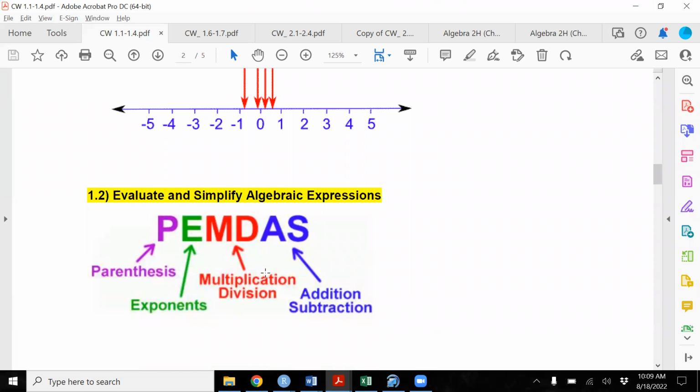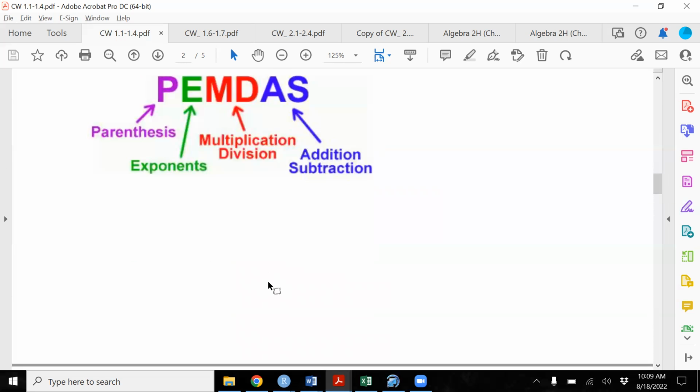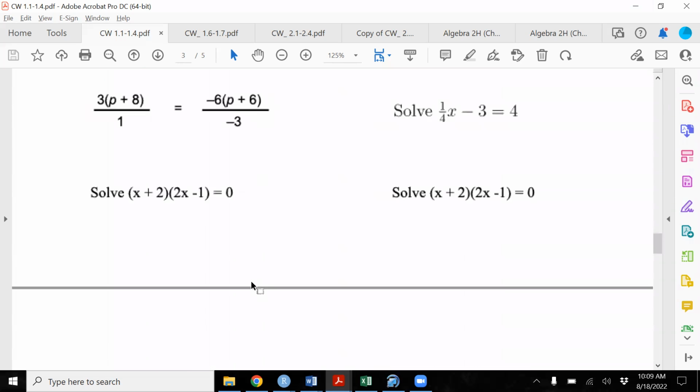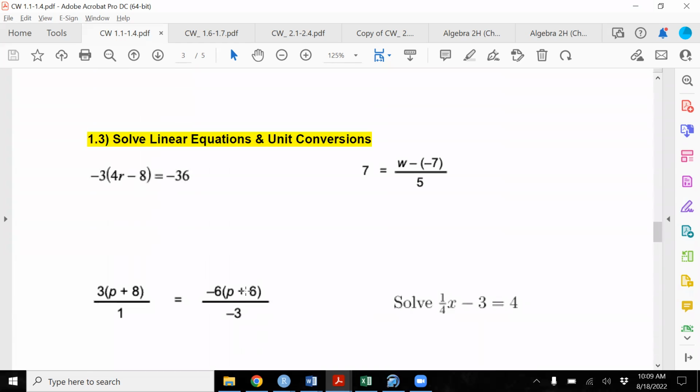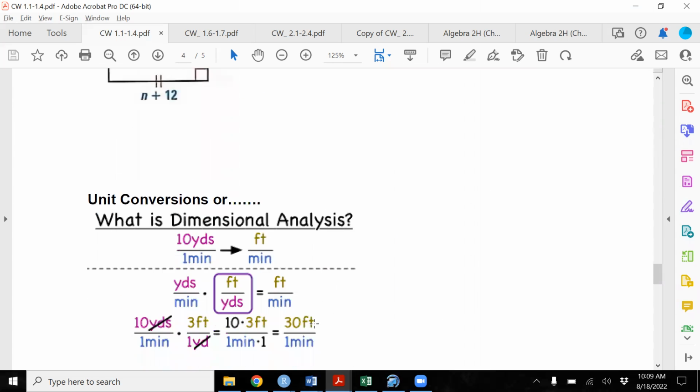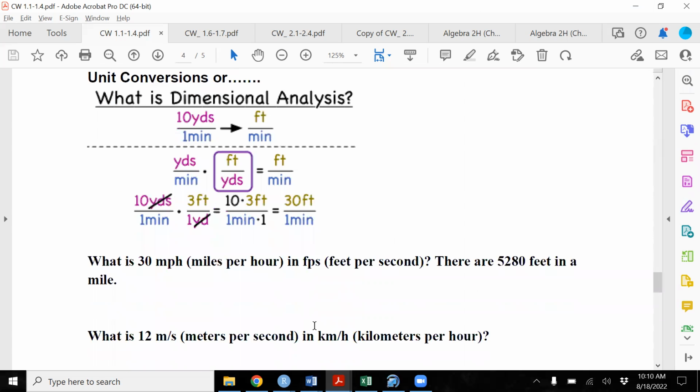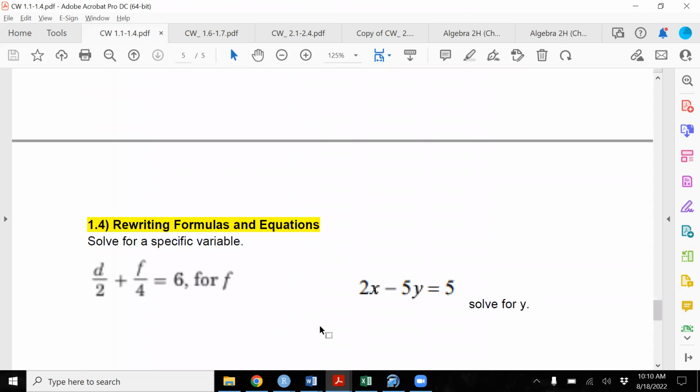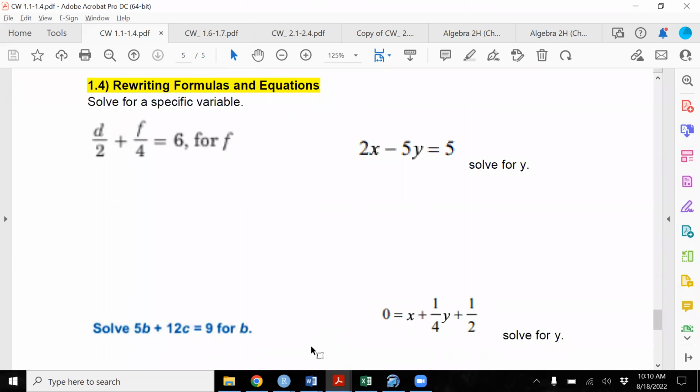1.2 will be on simplifying and evaluating algebraic expressions. As you see there in those nice colors, PEMDAS, we're going to cover that. 1.3 is on solving equations, linear equations, very basic equations, just a single variable. We're going to do that. And we'll also do a little bit of conversions too, which I know could be a little funky sometimes, but we'll do that. And then the last section we'll do today is rewriting formulas. We have to isolate a variable in an equation.